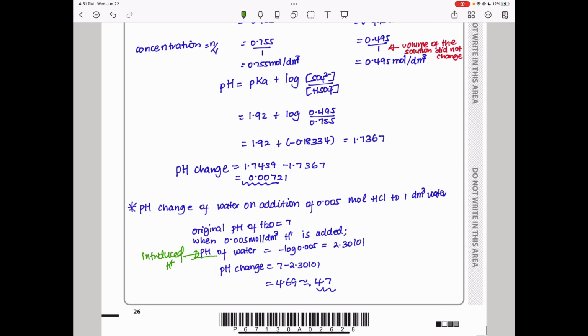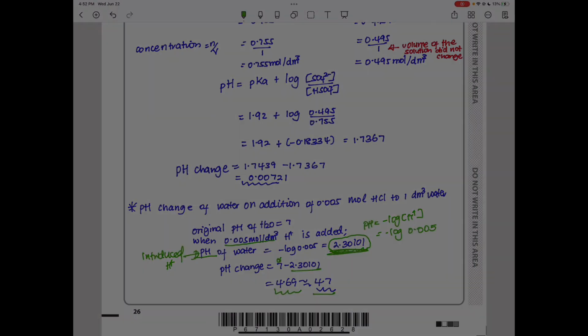So let's see here. This is going to be the concentration of the hydrogen ions introduced, and since pH is equal to negative log of hydrogen ions, it's negative log of 0.005, which will give us this as the answer. So this is the pH that has occurred; the hydrogen ions introduced are responsible for this pH. Now the change is going to be the original pH, which is 7, minus the pH created when the hydrogen ions were added, giving us 4.69, which is basically 4.7. That is the change in pH of water.